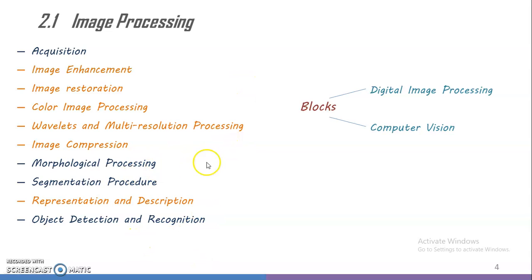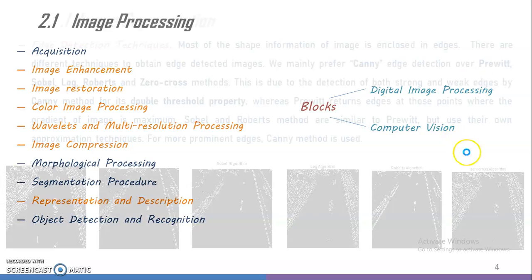We will discuss these three in detail in the coming slides. We also focus on these two blocks of image processing: digital image processing, where the input to an algorithm is an image and the output is also an image, and computer vision, where the input is an image and the output is some description or information. The other two blocks are computer graphics and artificial intelligence. We just focus on these two blocks.